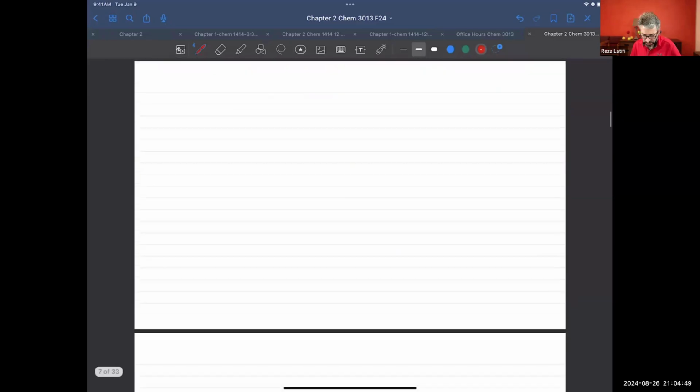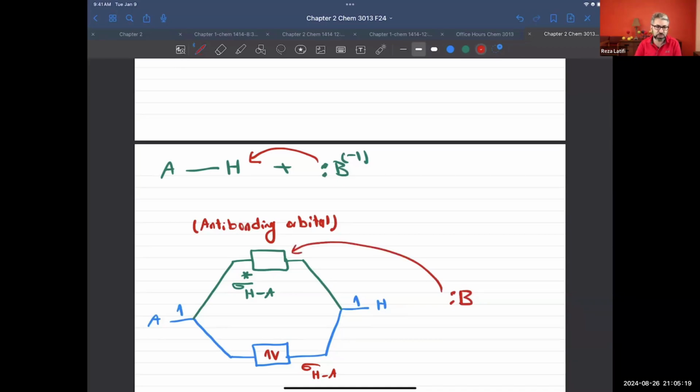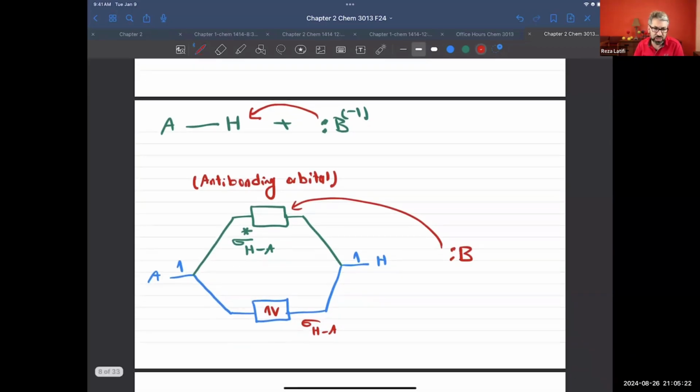Okay, let's show the interaction of B with HA. So we have A attached to H, and then the base is coming with 2 electrons. The base has a lone pair, that's -1. The base is going to give 2 electrons to the H. But where do you want to put them? The base is going to put 2 electrons inside the anti-bonding orbital, the sigma star of HA. You get 2 electrons inside that orbital.